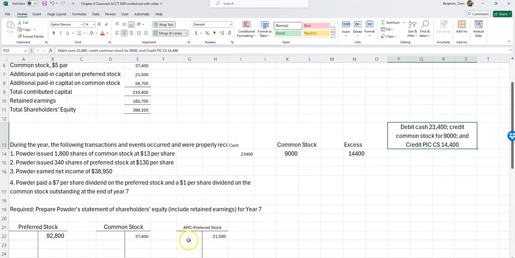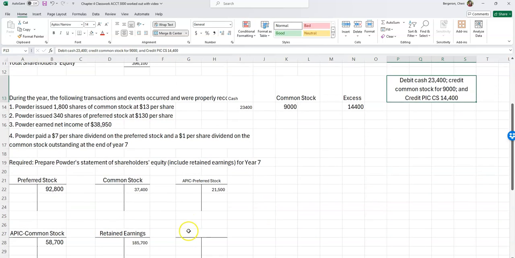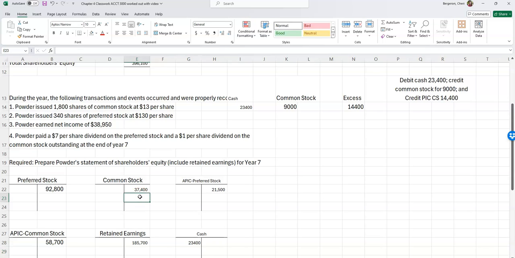Okay, so here I go. I'll make it cash just so I can see what I'm doing to cash. I don't have a beginning number in cash though. So 23,400 made cash go up. Common stock went up by the par value of it, which was 9,000, and paid in capital in excess of par for common stock went up by 14,400.